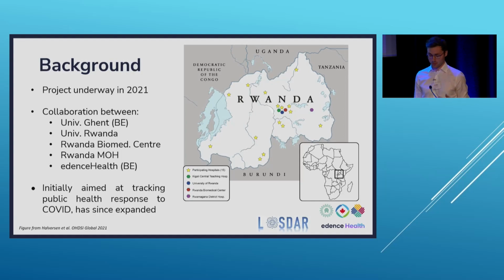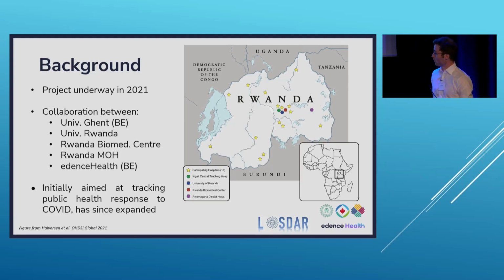This project is a collaboration between the University of Ghent in Belgium, University of Rwanda in Kigali, the Biomedical Center in Kigali, the Rwandan Ministry of Health, and the company where I work, Eden's Health, here in Belgium. It initially was focused on tracking COVID response and really public health response to COVID. It has since expanded to other disease areas as there's been an acknowledgement of, hey, this is a pretty rich data set, we can do a lot more here.